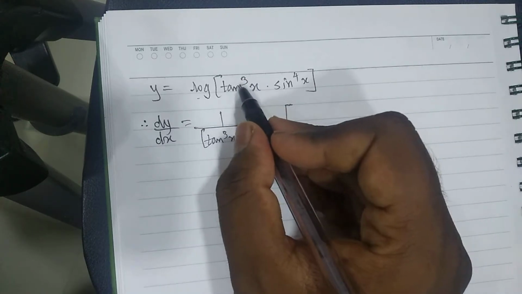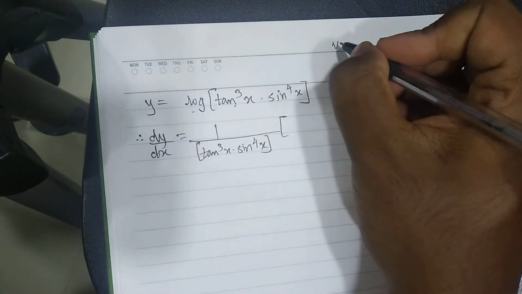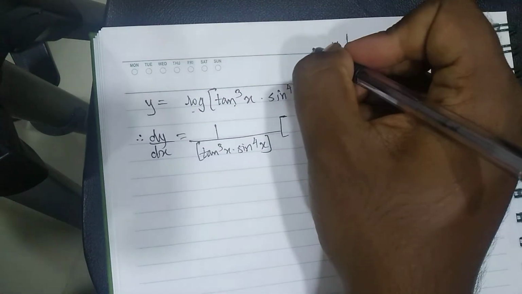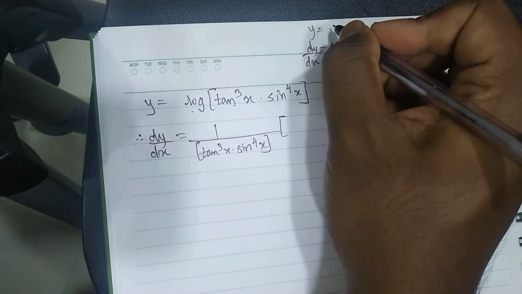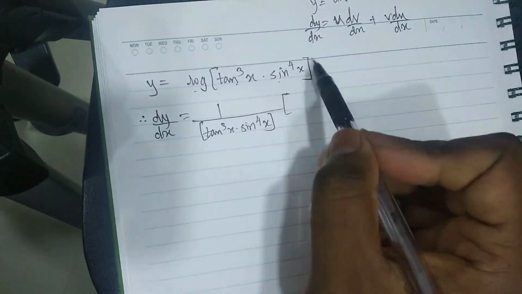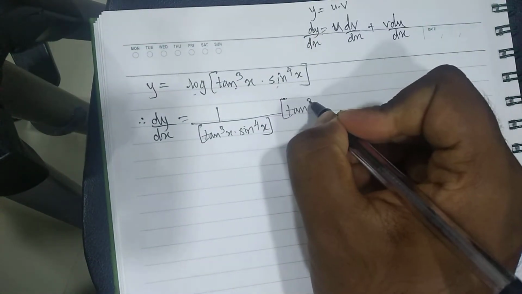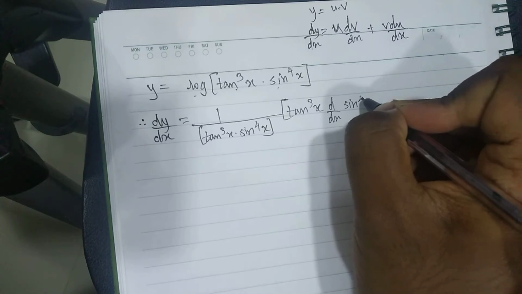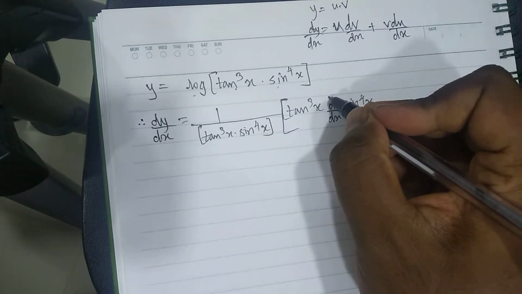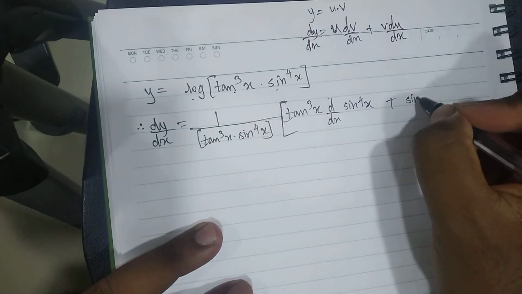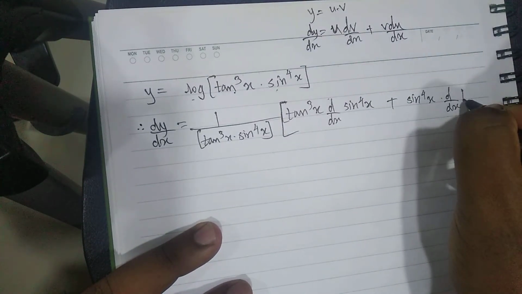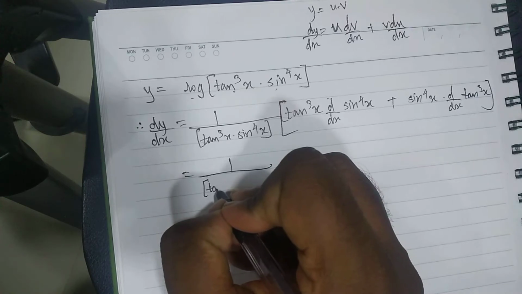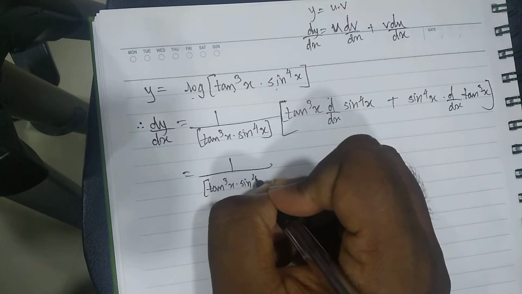So derivative, this looks like u times v, correct? So derivative of u times v is u dv by dx plus v du by dx, correct? When you have y is equal to u times v, so let's treat this as u, let's treat this as v. So this is going to be tan cube x times derivative of sine raised to 4x, plus sine raised to 4x times derivative of tan cube x. Okay, so we are going to get the answer very shortly. So this is going to be tan cube x times sine raised to 4x.